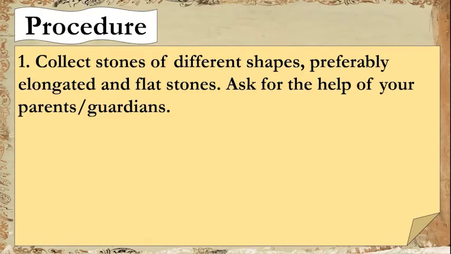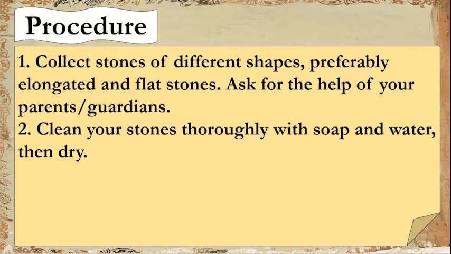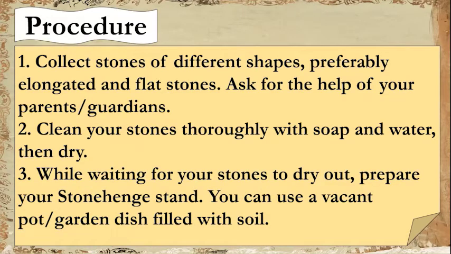Procedure number 1. Collect stones of different shapes, preferably elongated and flat stones. Ask for the help of your parents or guardians. 2. Clean your stones thoroughly with soap and water, then dry. Number 3. While waiting for your stones to dry out, prepare your Stonehenge stand. You can use a vacant pot or garden dish filled with soil.